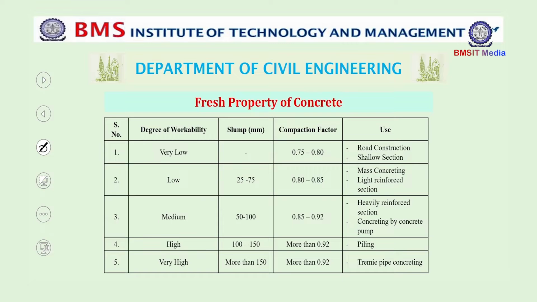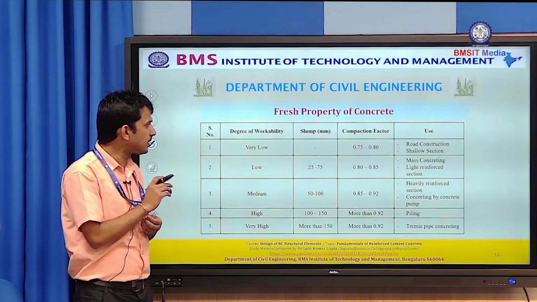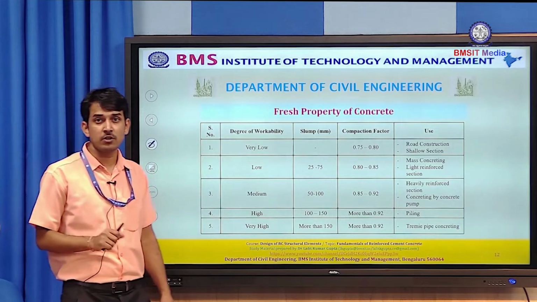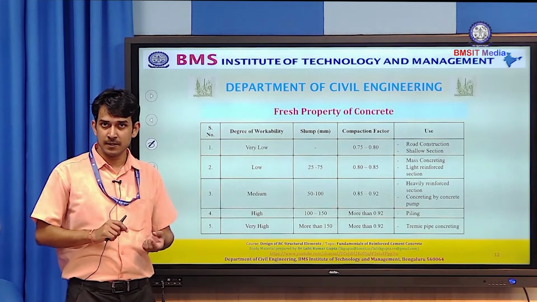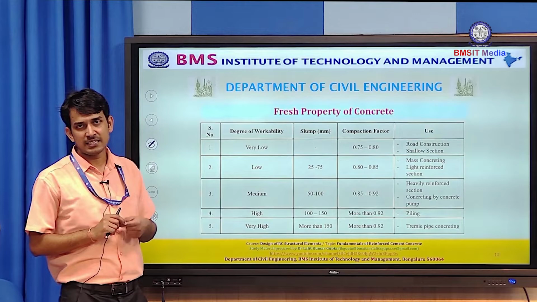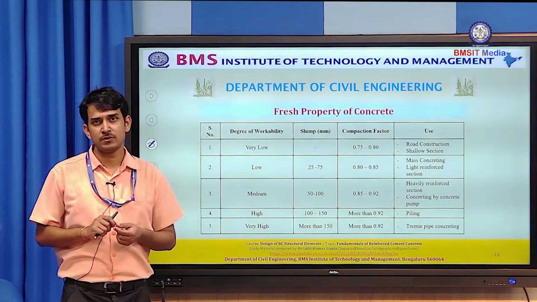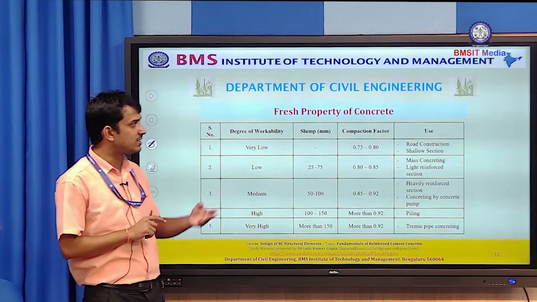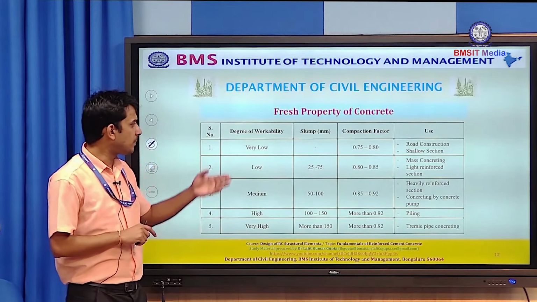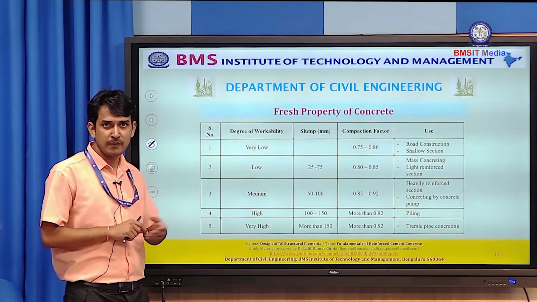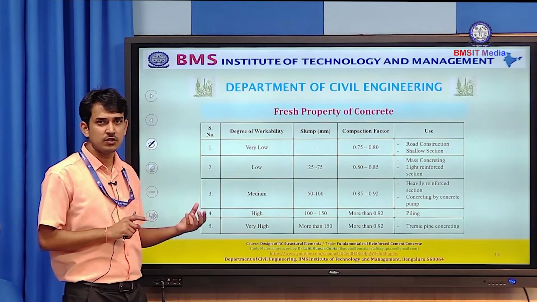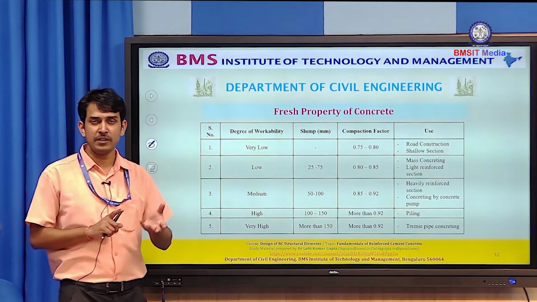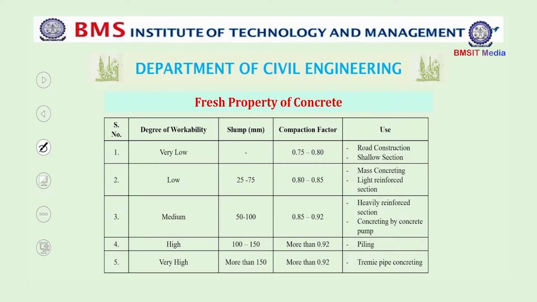Now we are coming to the fresh properties of the concrete. When we are talking about the fresh properties of concrete, we are always talking about how much the slump is. But to measure the workability, we don't have only the slump test, we have other tests also. One of them is the compaction factor test. On the basis of what kind of use the concrete is for, we decide what the workability of that concrete should be. So that is defined in this table.